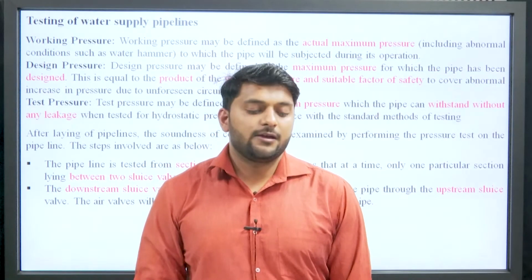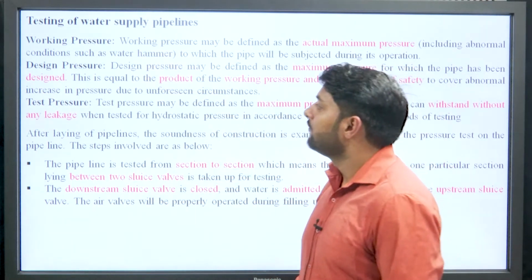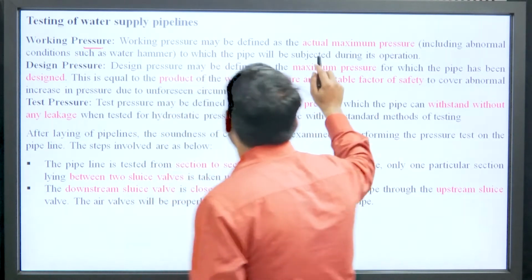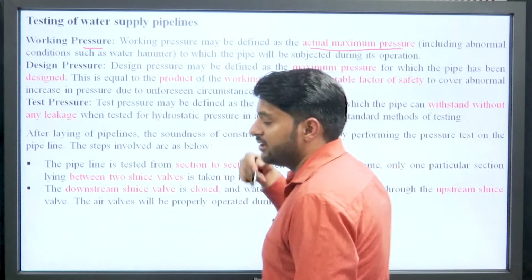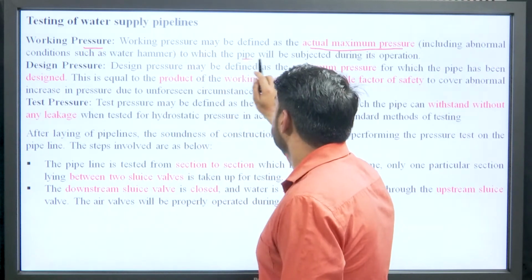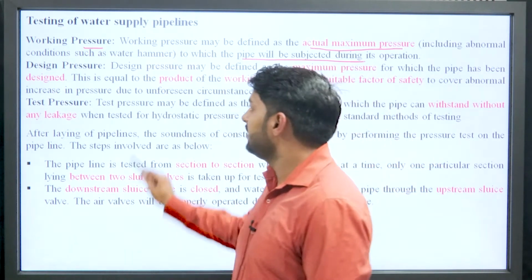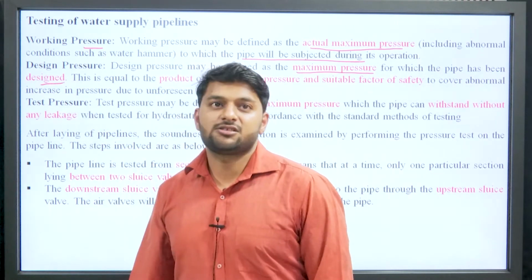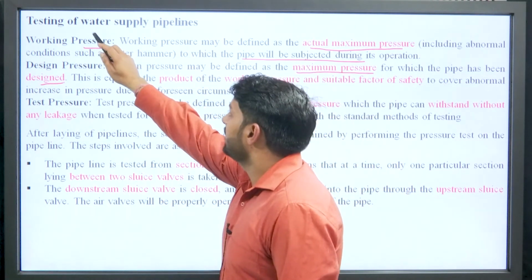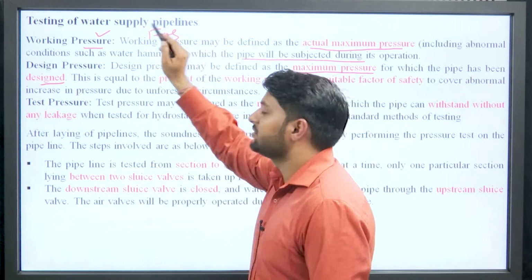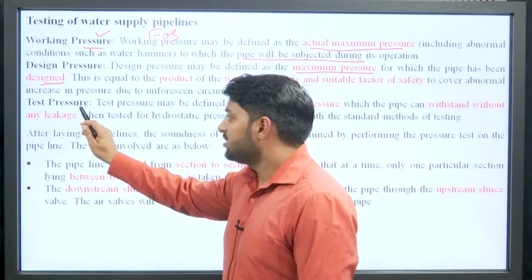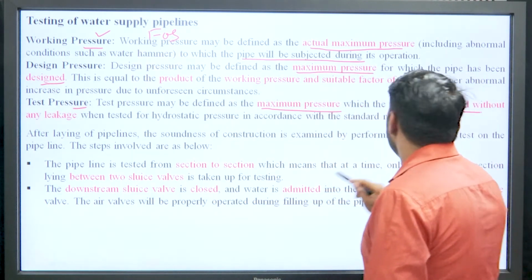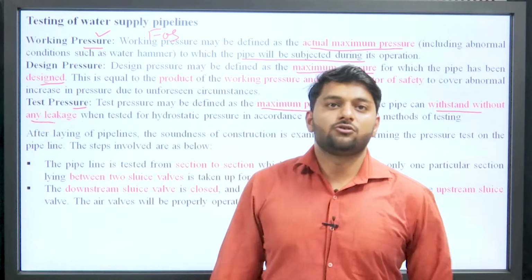Next one is testing of water supply pipelines. Coming to testing of water supply pipelines, few points should be known by everyone, that is working pressure. What is working pressure? Basically, working pressure is actual maximum pressure, also including water hammer pressure, to which the pipe will be subjected during its operation. What is design pressure? Basically, design pressure is a maximum pressure for which the pipe has to be designed, and this is obtained by simply multiplying the working pressure with factor of safety. When we multiply working pressure with factor of safety, we will get design pressure. Next is test pressure. Test pressure is a maximum pressure which pipe can withstand without any leakage when we are going to test it for the leakage.